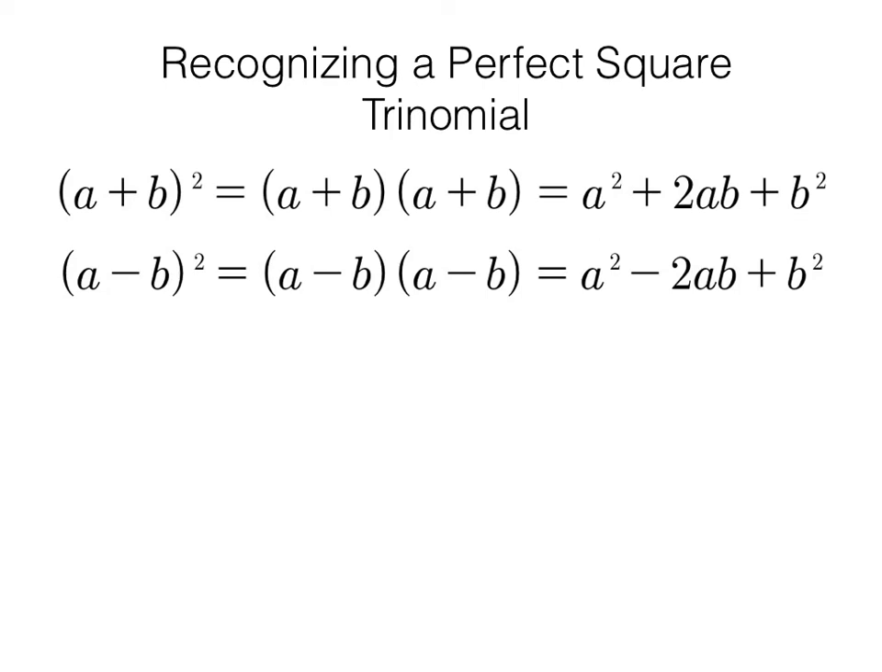Let's think about that real quick. The square root of a squared is what times itself is a squared, that's a. And the square root of b squared is b. So again, this is 2 times the square root of the first term times the square root of the last term. Or in this one, because it's a difference, it's minus 2ab. So we want to be able to recognize that something is a perfect square trinomial.